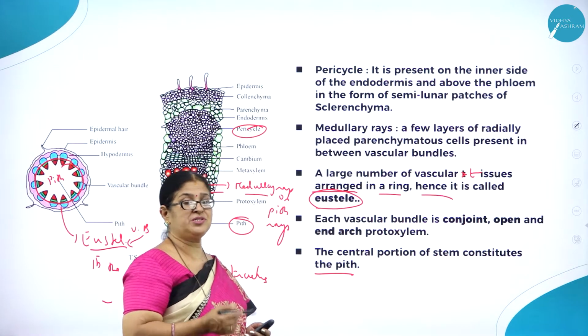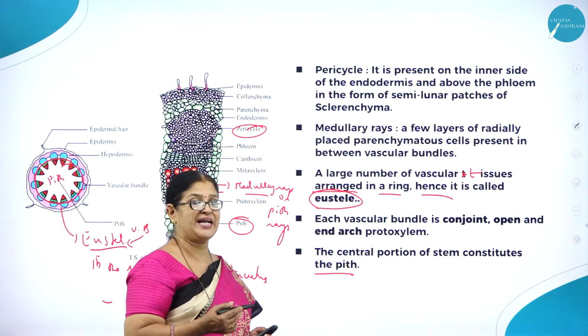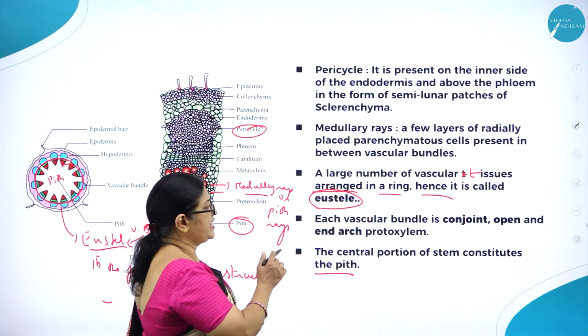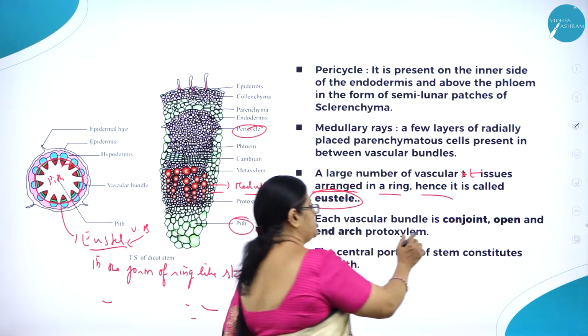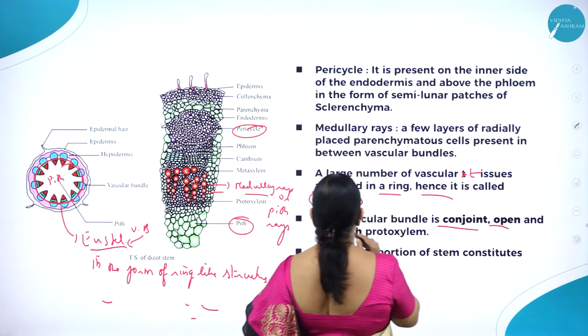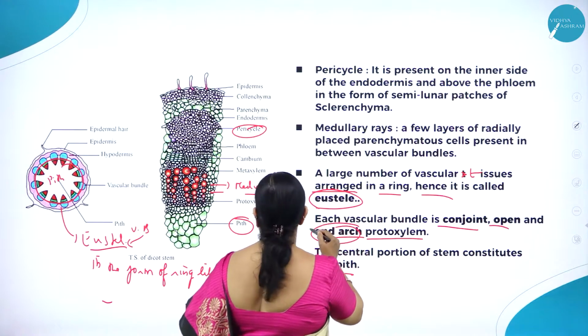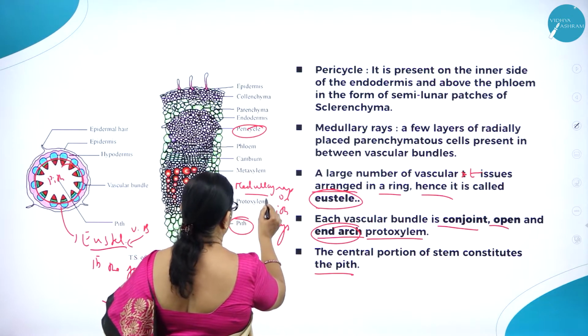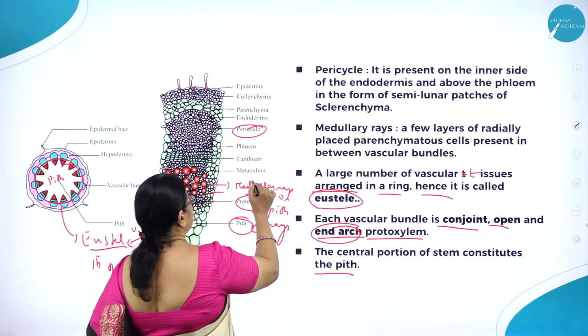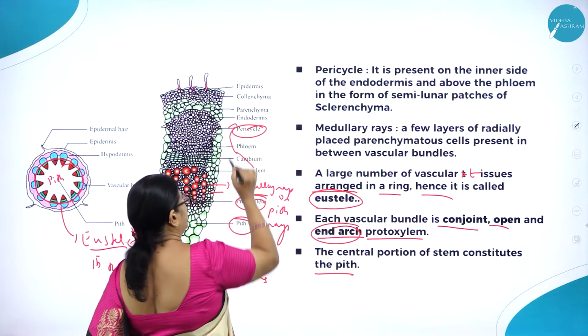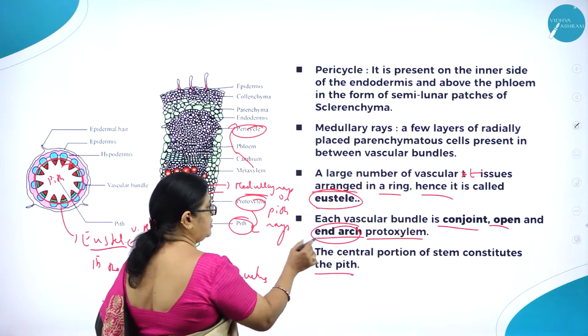In dicot stem it is eu-stele, but in monocot stem it is atactostele because it is scattered. Then each vascular bundle is what? As I said, conjoined, collateral, open and endarch protoxylem. Why is it called endarch? It is endarch because protoxylem is towards the pith and metaxylem is towards the endodermis. It is called endarch.